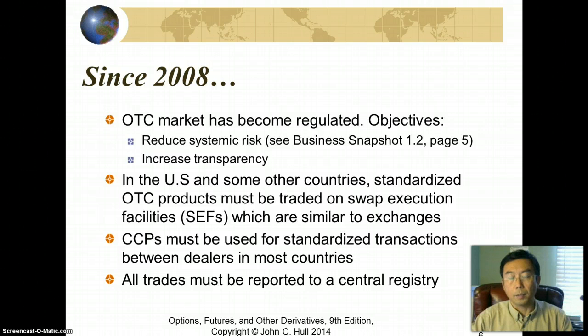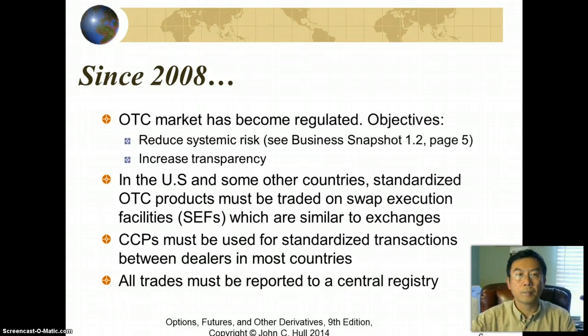In the US and some other countries, standardized OTC products must be traded on swap execution facilities, SEFs, which are similar to exchanges. CCPs must be used for standardized transactions between dealers in most countries. And here's the news. All trades must be reported to a central registry. So everybody knows that. There's no shady ground, no gray.